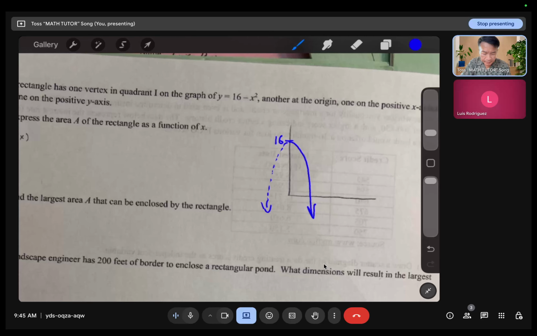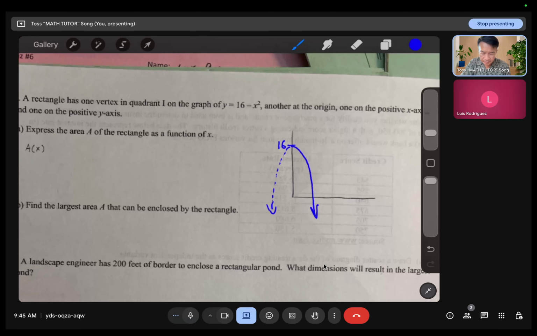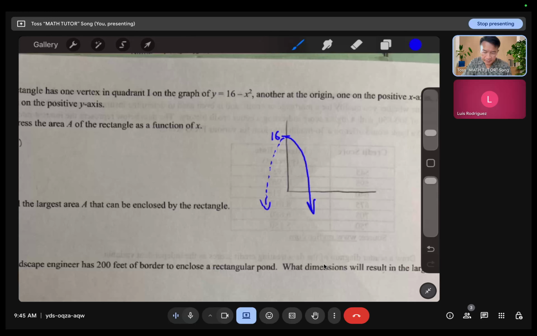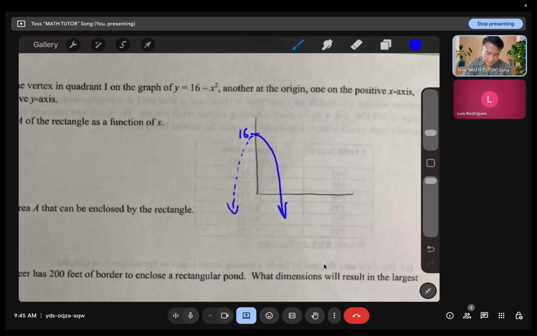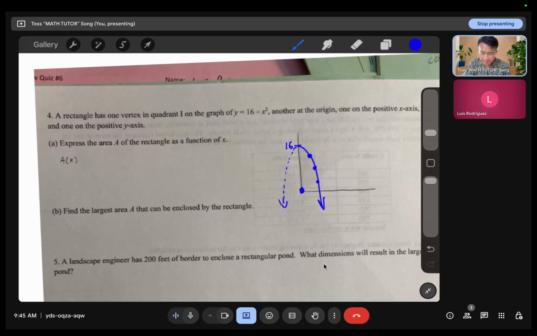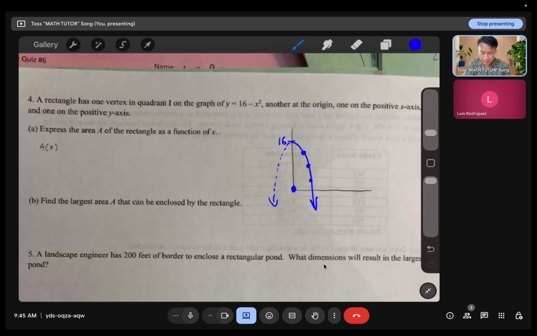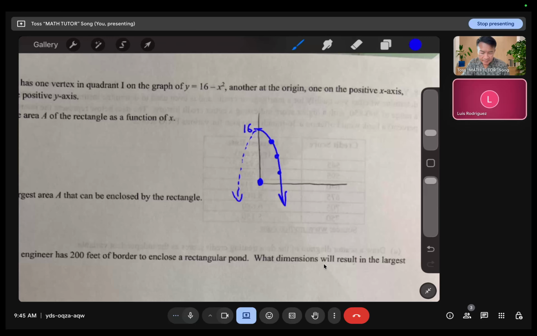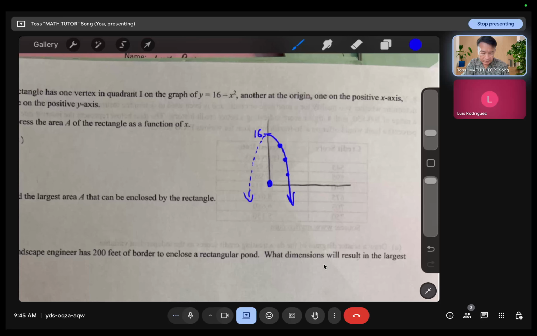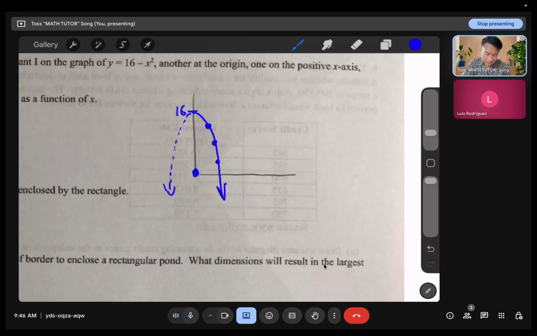And another vertex at the origin. So what this is saying is that there is a particular point on this curve in the first quadrant, somewhere here, wherever, and another one at the origin, the vertex. And then another one on the positive x-axis.